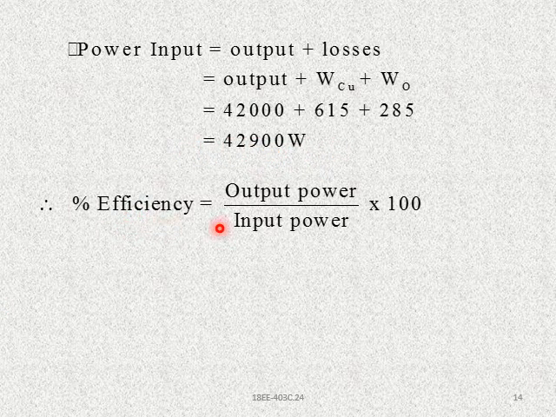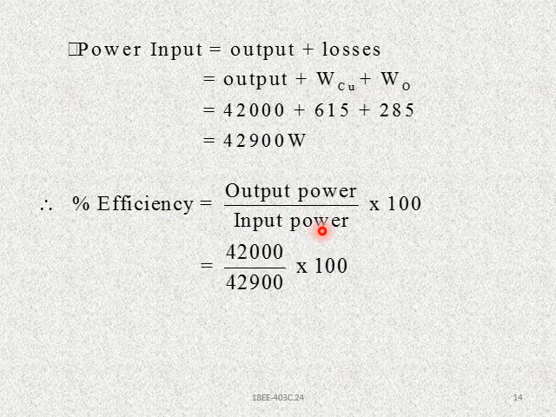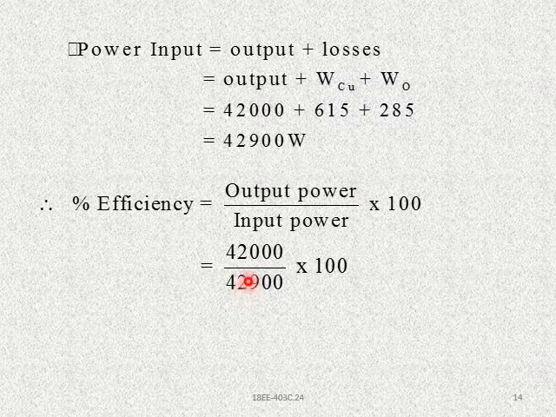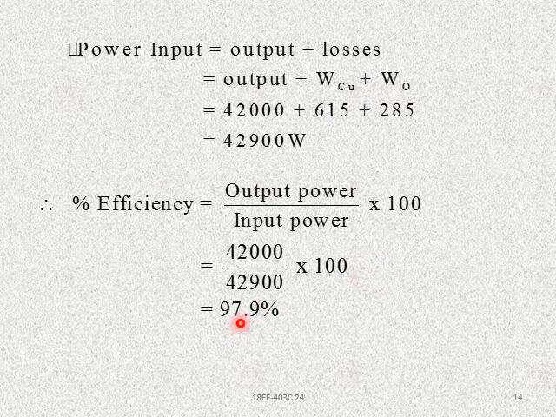And from that, the efficiency is output power by input power into 100, which gives you 42,000 by 42,900 into 100. That gets 97.9%.